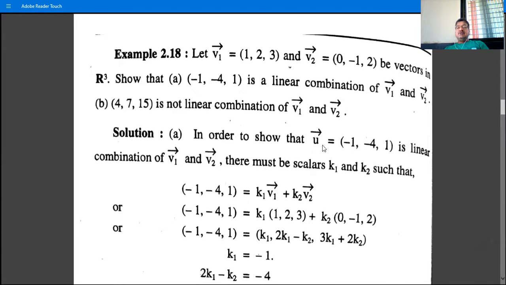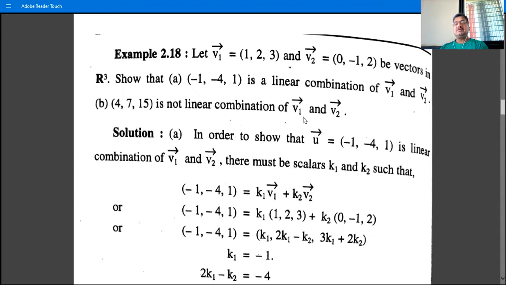So in order to express this vector as, suppose U bar, and these two vectors are V1, V2. Take two scalars K1 and K2 such that U bar is equal to K1 V1 plus K2 V2. U bar is (-1, -4, 1), which is equal to K1 times V1, (1, 2, 3), plus K2 times V2, (0, -1, 2). So we have to express this vector U bar as a linear combination of V1 and V2, means we have to find the two scalars K1, K2.